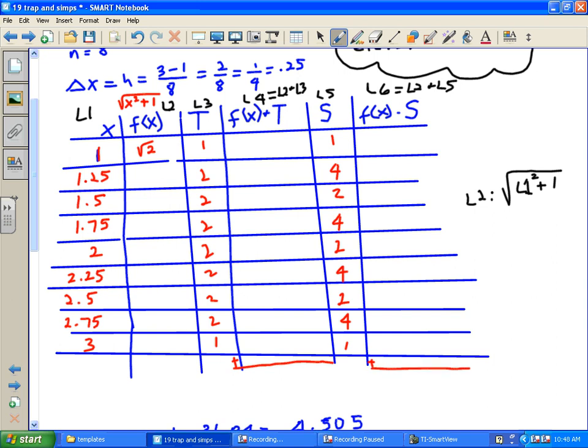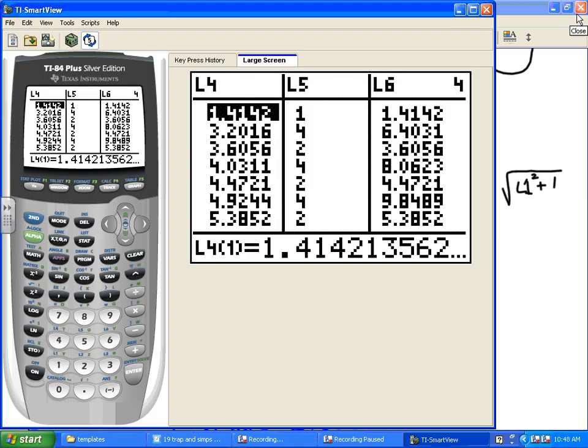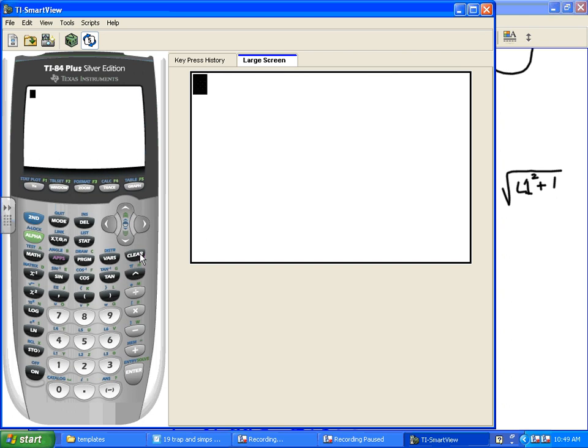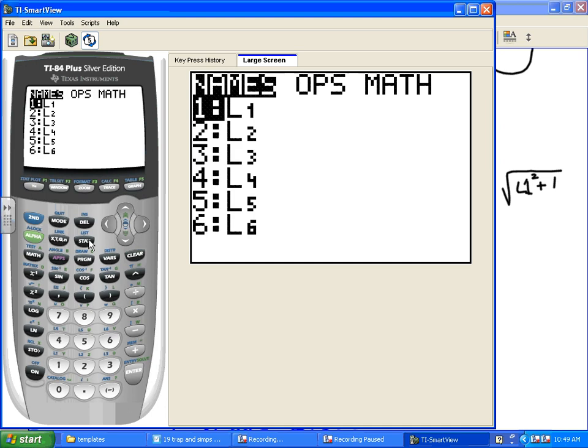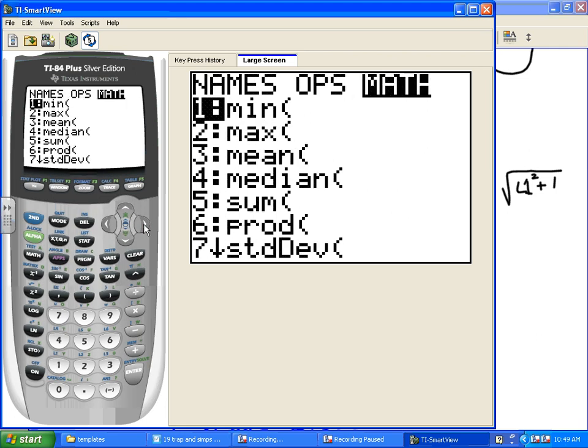Okay. Now, to do the addition, you can be on the bottom of your columns, or you can just get out of the screen completely. Do it like second quit. And I just need the sum command. The sum command is under second stat. You guys already know the sum command, right? Didn't we do sum of a sequence before in this class? Where was the sum command? Under math, second stat, and then math, number 5.